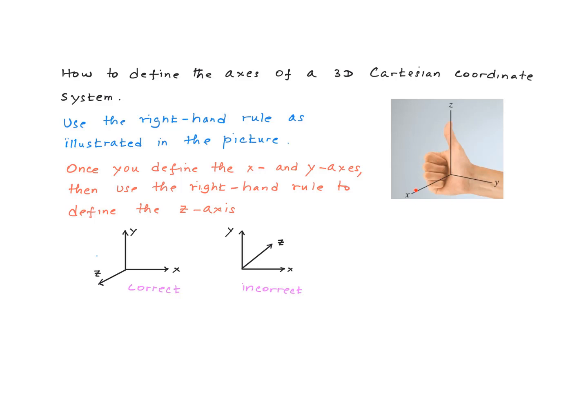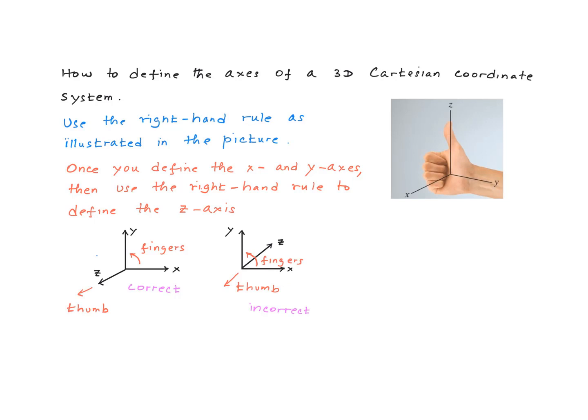So this is how you do it. You use the right-hand rule as illustrated in this picture right here. Once you select your x and y axes, you hold your right hand like shown in this picture. Your fingers should curl up like you are taking the x-axis and rotating it towards the y-axis. Then your thumb tells you the direction of the z-axis.